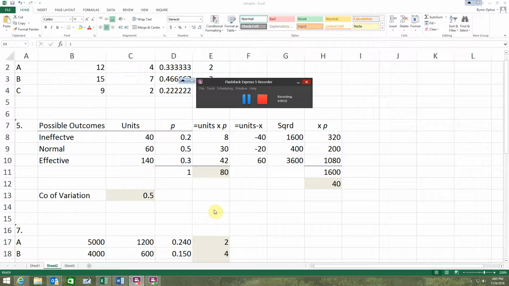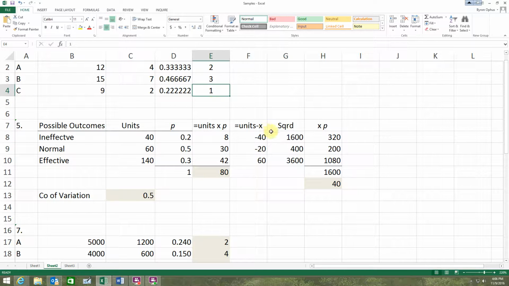13-4, and let's take a look at 13-5, and it's not unlike what we just did for 13-2, or 3, or whatever the heck it was. It starts out the same way, and we have to answer the question. It says compute the coefficient of variation.